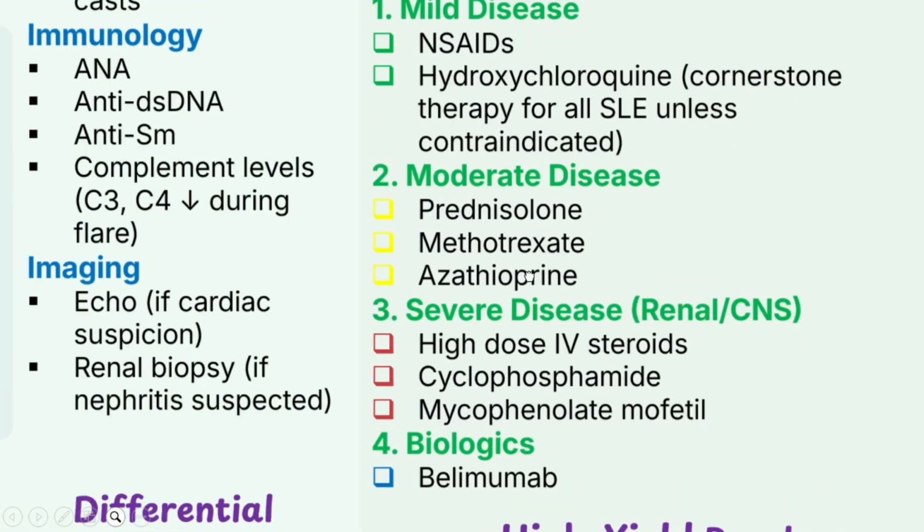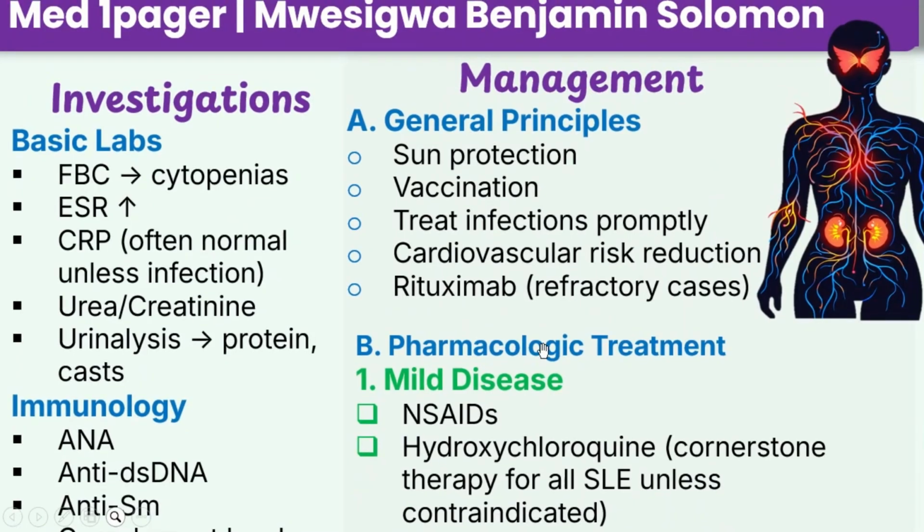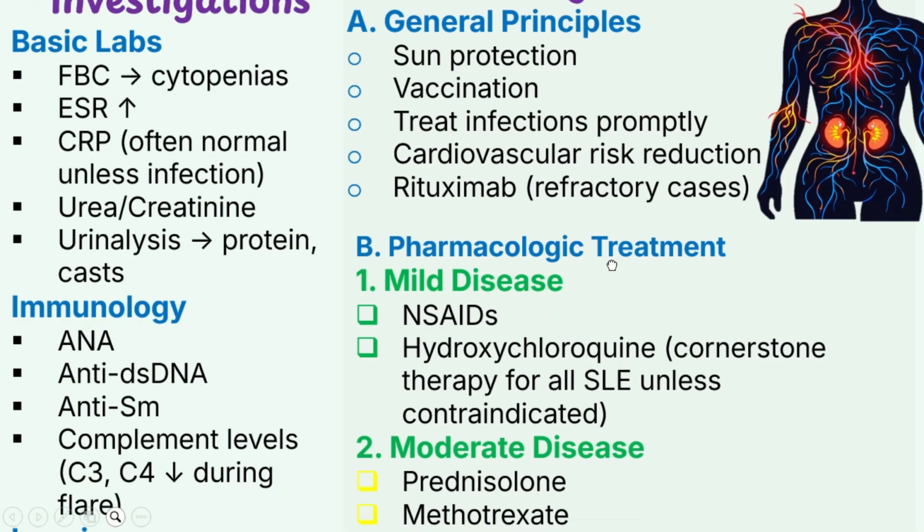So when we look at the management, the general principles are going to include sun protection. We're going to do vaccination, and this is an important thing because most of the time, these people with lupus have a functional asplenia. So we try to vaccinate them against encapsulated organisms, which they would be susceptible to. You want to treat infections promptly. You want to assess the cardiovascular risk and reduce it. And rituximab is used in refractory cases.